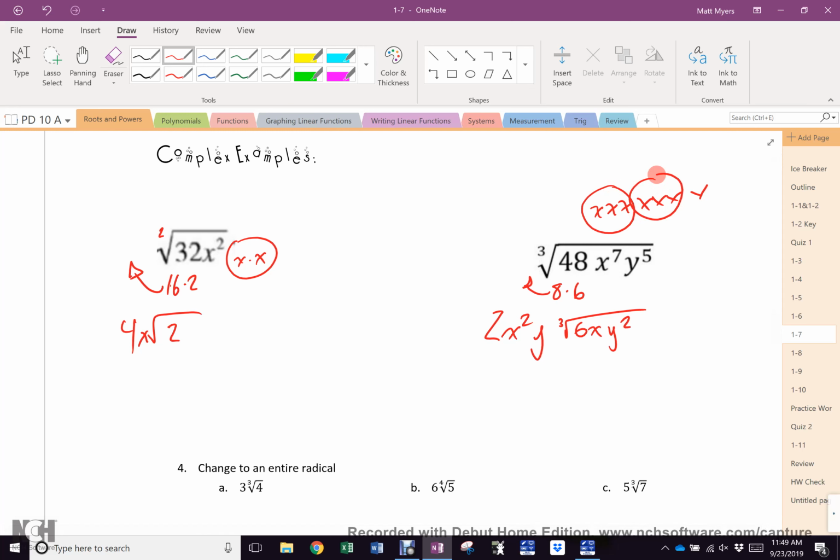Abby. Where did the 6 that's underneath come from? 48 is 8 times 6. 8 has a cube root. Cube root of 8 is 2. I left the 6 there. Everybody good? Alrighty then.